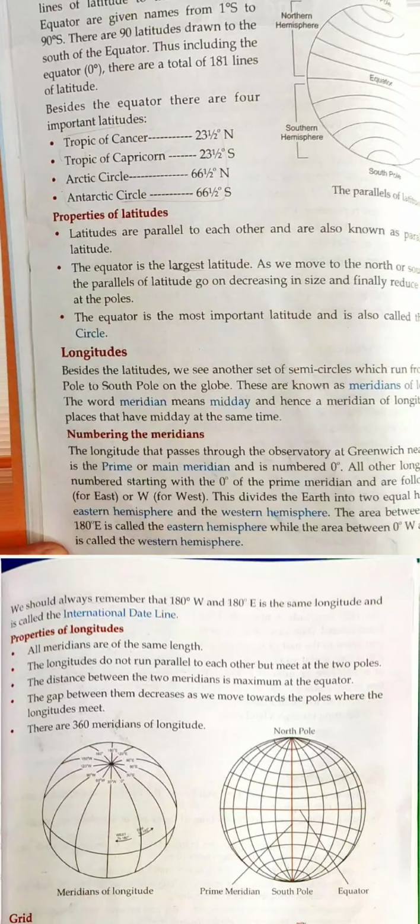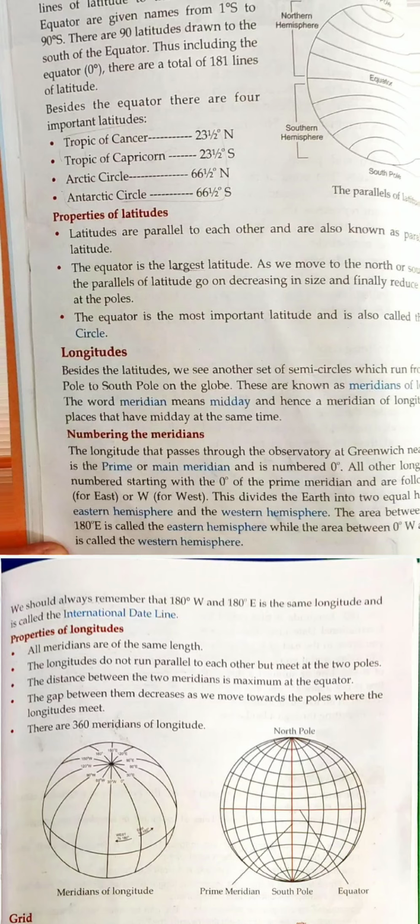Numbering the meridians. How do we number meridians now? The longitude that passes through the observatory at Greenwich near London is the prime or the main meridian. It stands at 0 degrees. This meridian divides the earth into two equal halves, the eastern hemisphere and the western hemisphere. The area between 0 degrees east and 180 degrees east is called the eastern hemisphere, and the area between 0 degrees west to 180 degrees west is called the western hemisphere.